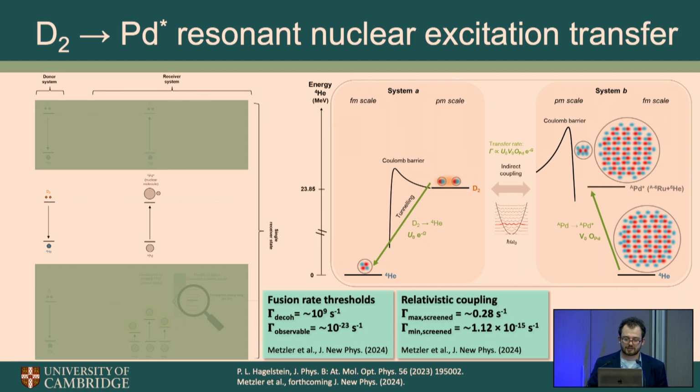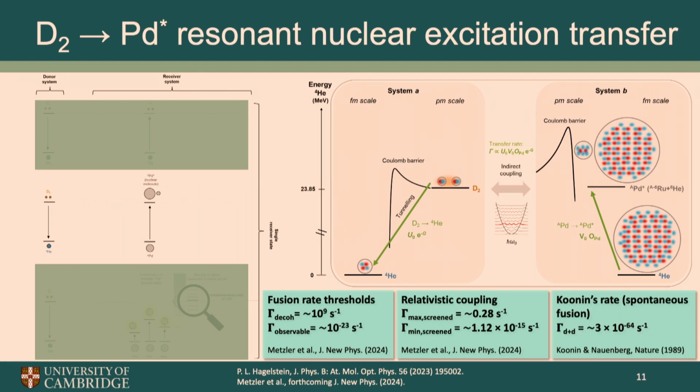But still, 10 to the minus 15 is not good enough to beat the decoherence time. It is observable, but not good enough to beat the decoherence time. You can't build up the Dicke factors. You cannot get excess heat from this. You might be able to get LENR effects, but not excess heat. But we are making substantial progress and departing quite a bit from Kuhnen and Naunberg's rate.